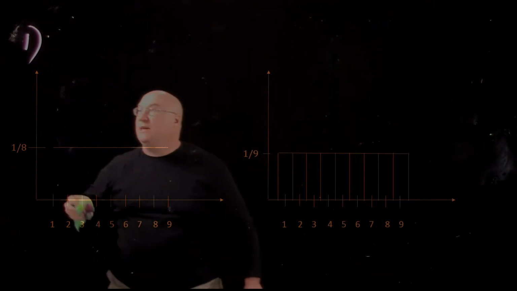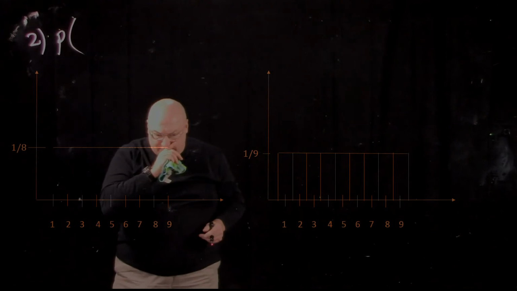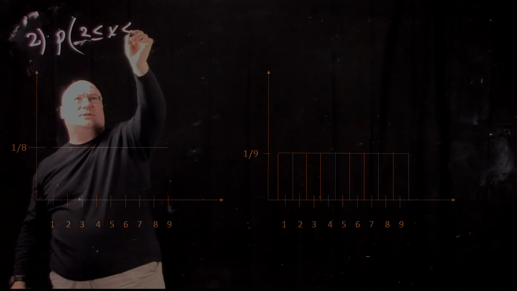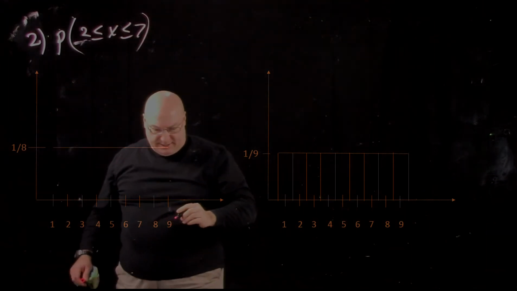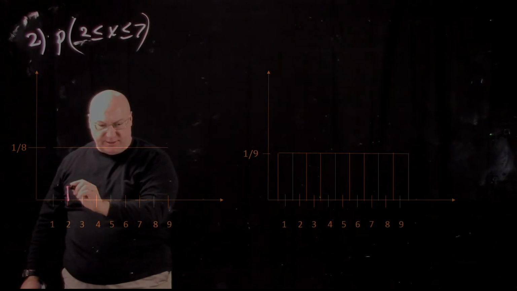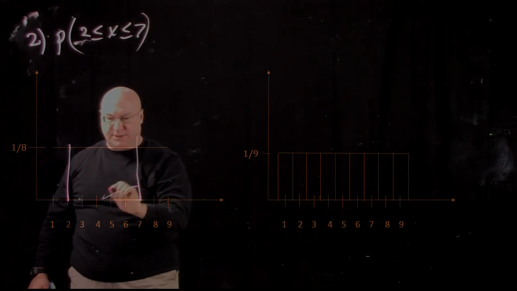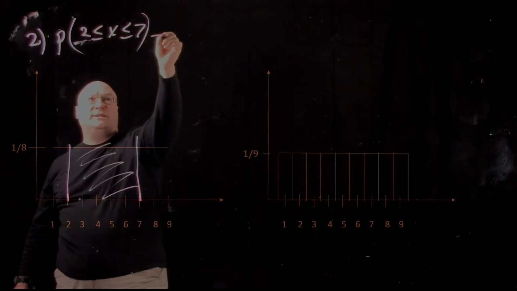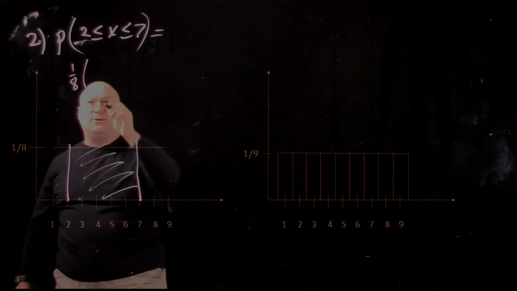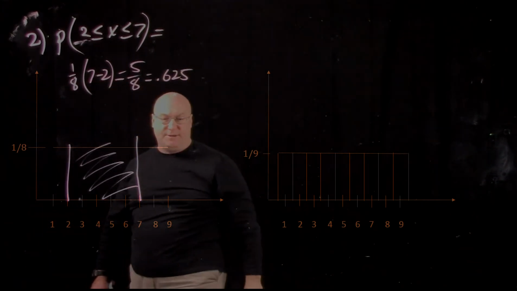Okay, so the next one is I want the probability that 2 is less than or equal to x, which is less than or equal to 7. So I come over here and I look at x value has to be between 2 and 7, right? So right here, on up, and over to here, on up. So I get that area. So it's, again, 1/8, because that's the height, times 7 minus 2. That's 5/8 or 0.625.